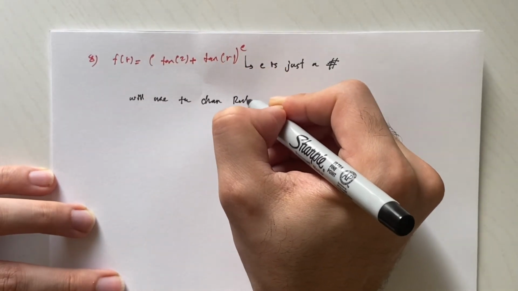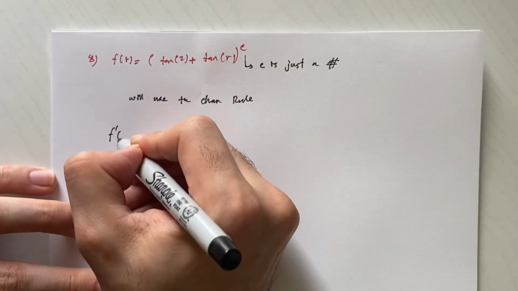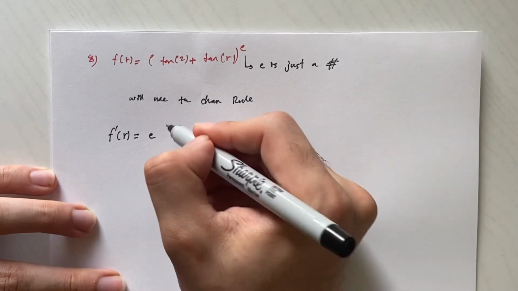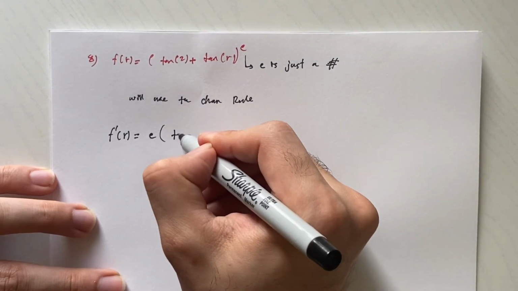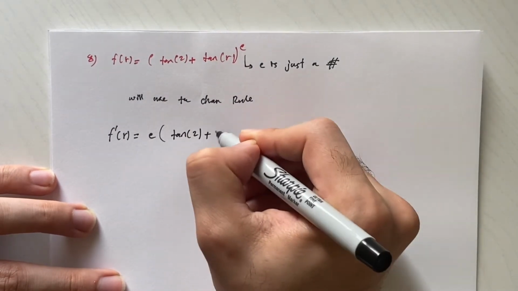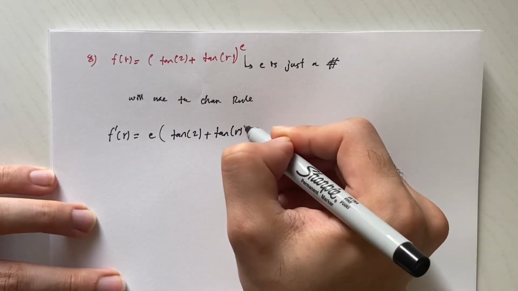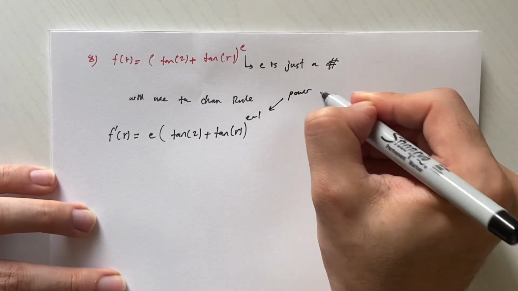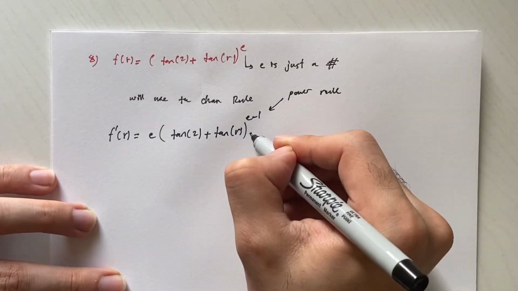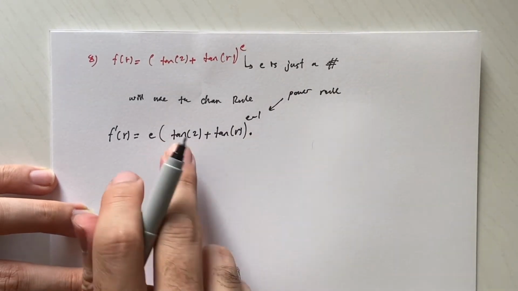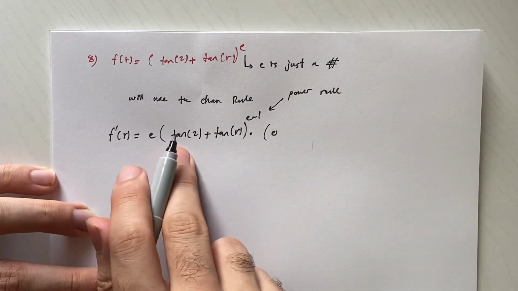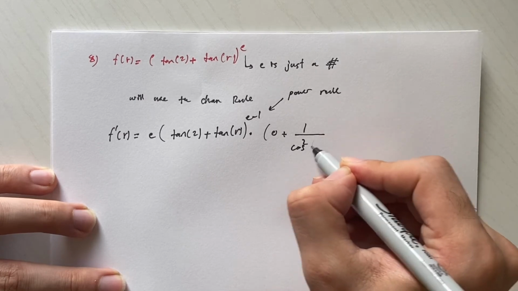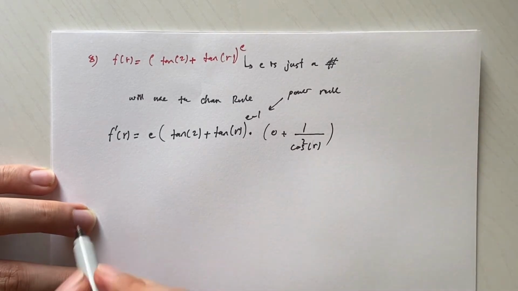So what we're gonna do to differentiate this function is first use the chain rule. So the derivative of the outside, just using the power rule, and the inside is gonna be the same. And then since this is the power rule, it's gonna be e minus 1. This is just again using the power rule. And the derivative of the inside, the derivative of tan of 2, this is just a constant, therefore it's just 0. Then the derivative of tan of r is gonna be 1 over cosine squared of r.